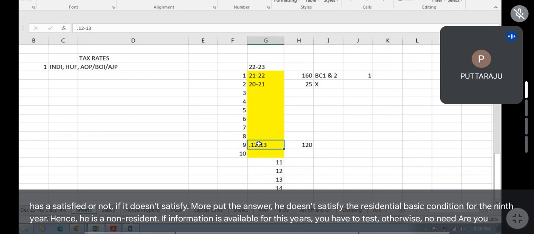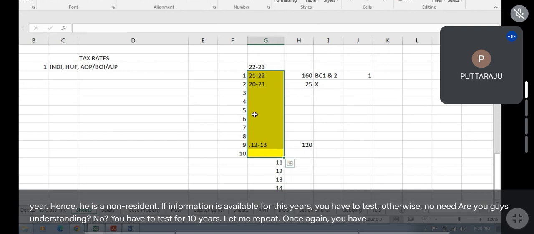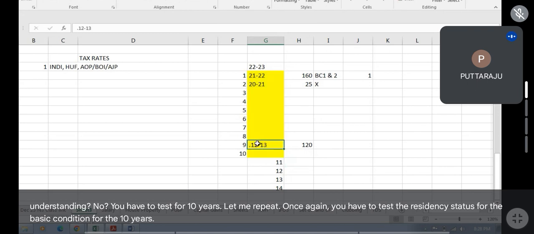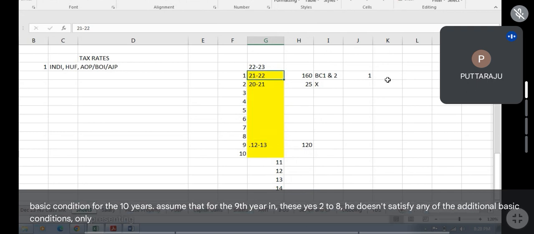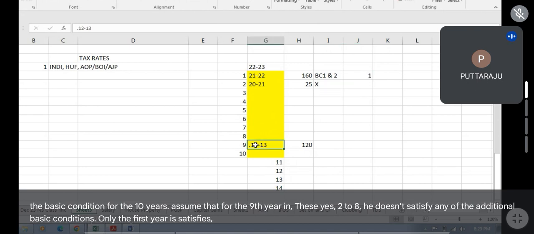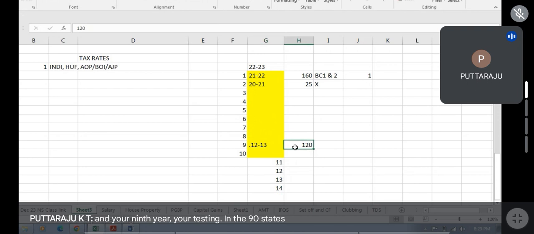Are you guys understanding now? You have to test for 10 years. Let me repeat once again. You have to test the residential status for the basic conditions for the 10 years. Assume that for the 9th year, in years 2 to 8, he doesn't satisfy any of the basic conditions. Only the first year he satisfies, and you are testing the 9th year. In the 9th year he stays only 120 days. That means the first basic condition he doesn't satisfy.